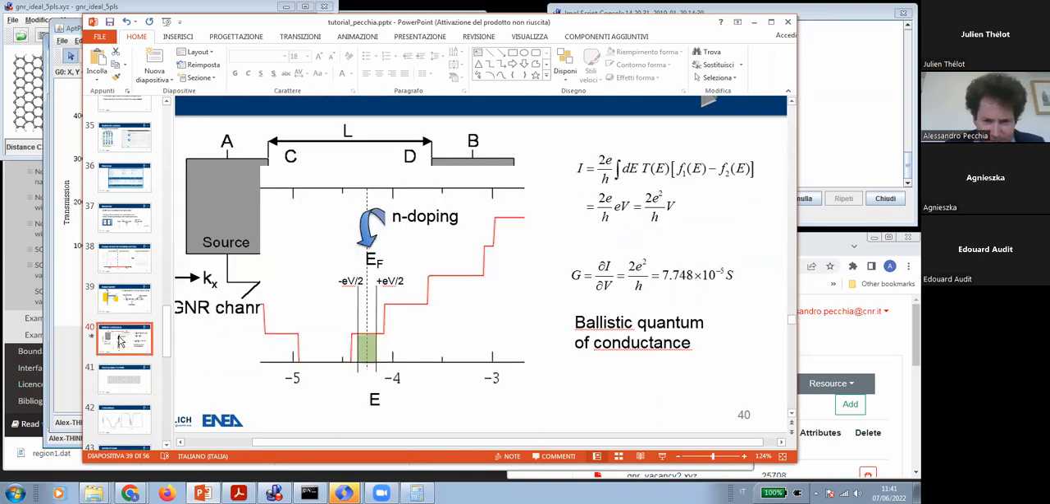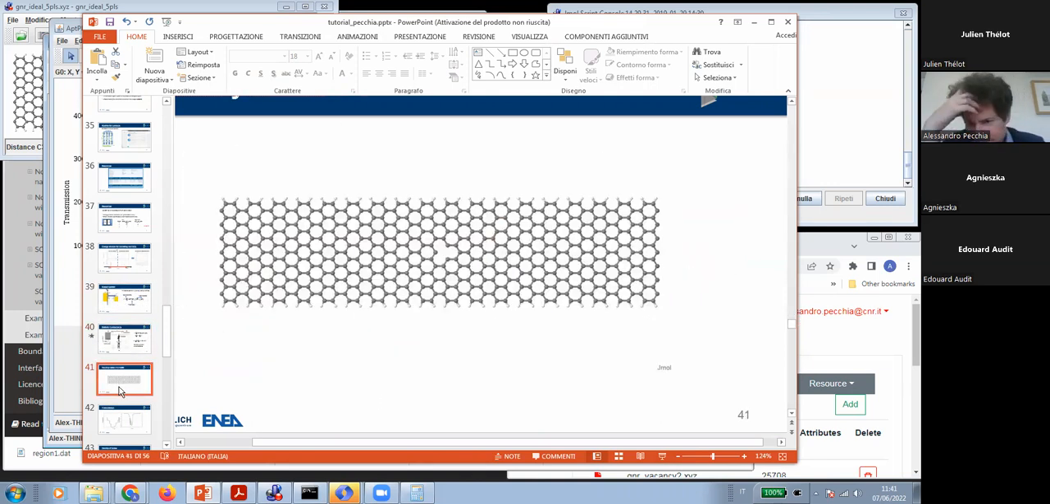So let's move, in fact, to the next task of today. One idea I had was to keep following the tutorial and, for instance, introduce a defect in our structure.